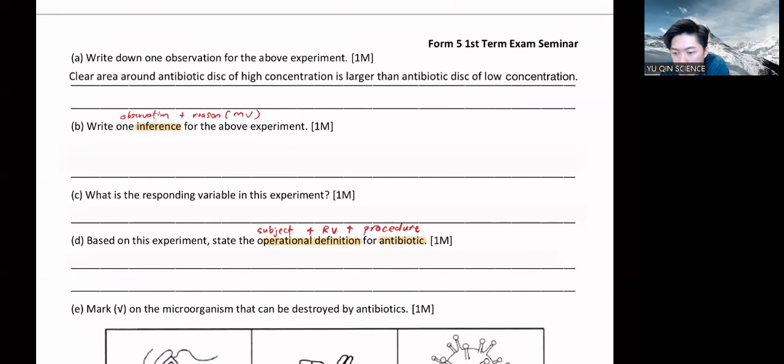The petri dish with 100% has a larger clear area because 100% is affecting the clear area. Okay, good, Laura. That's a good answer.